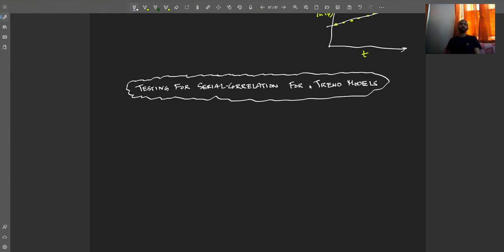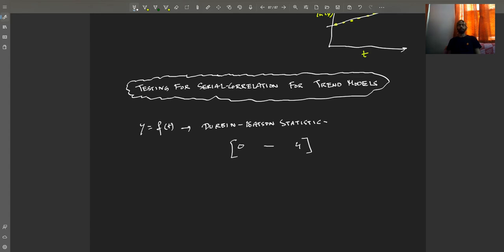Testing for serial correlation for trend models. So friends, trend models means y varies with time, right? Y is a function of time, nothing else but the time period. This is the simplest kind of time series model that we have discussed already in the form of linear models and log linear models. Now friends, we are here to test for serial correlation errors in a time series trend model. Okay, so how do we measure that? Now friends, there is a test statistic called Durbin-Watson statistic. Now the value of Durbin-Watson statistic ranges from 0 to 4 approximately.